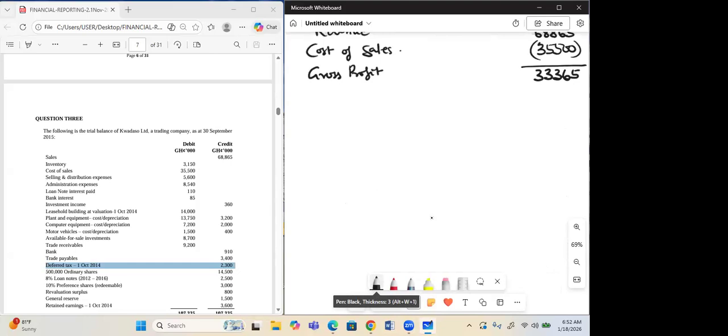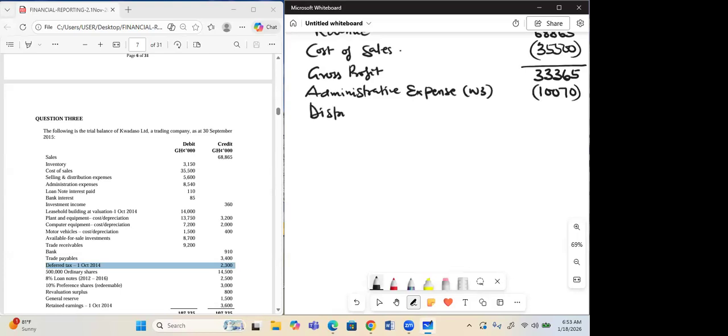Administrative expense, it was working on my what? Expenses working number 7. So we got 10,070, right? Yes. Distribution expenses is in the trial balance. Give it to me. 5,600.